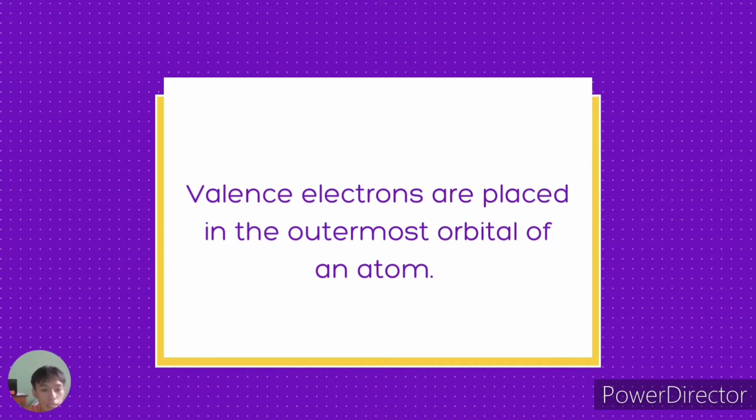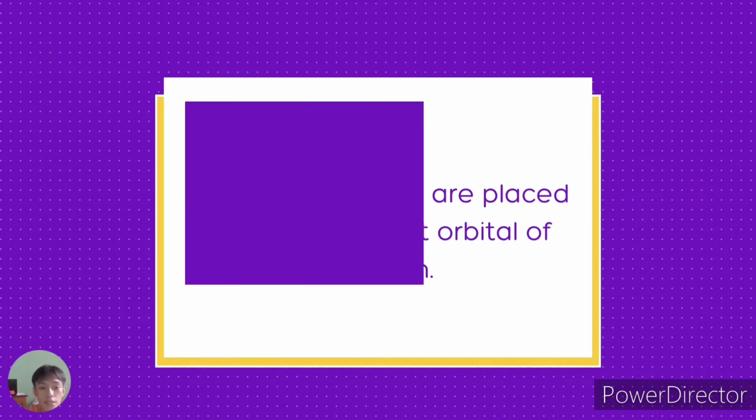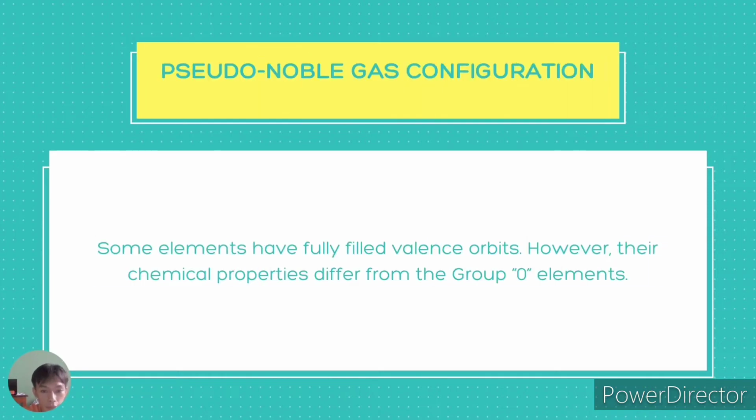Valence electrons are placed in the outermost orbital of an atom. These electrons form molecules when they combine with other atoms. Because inert gases have 2 or 8 electrons in the outermost orbital, their valency is 0.